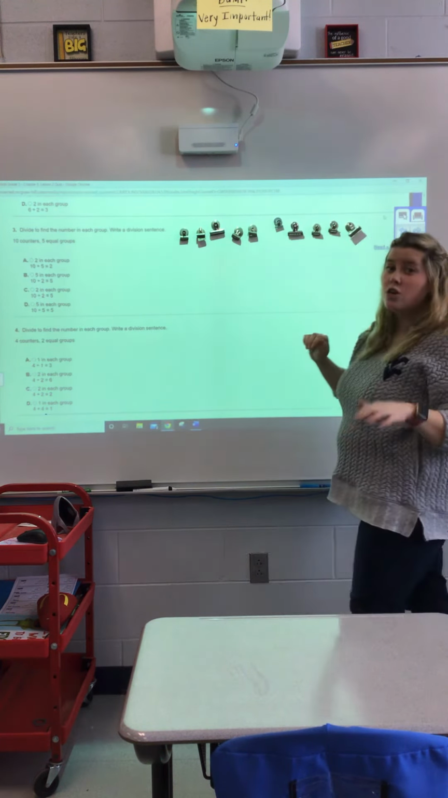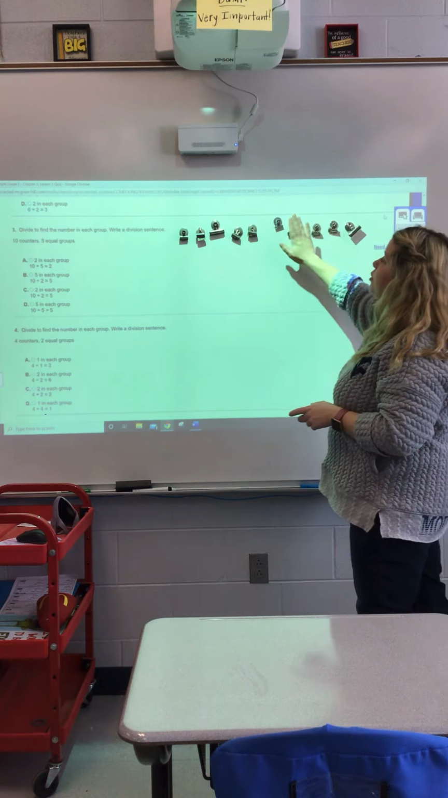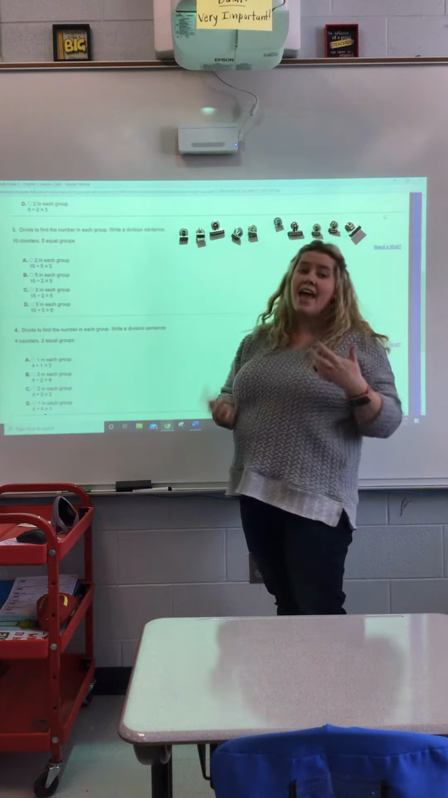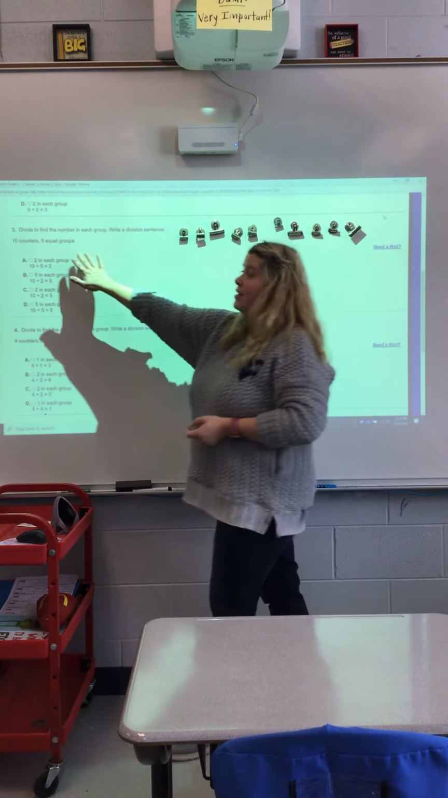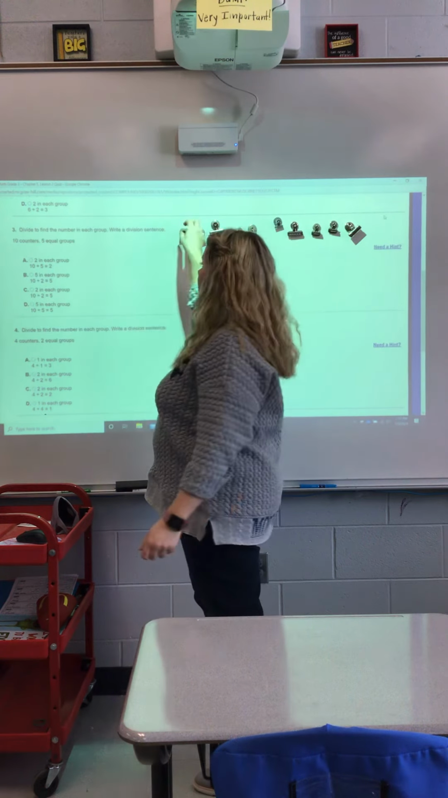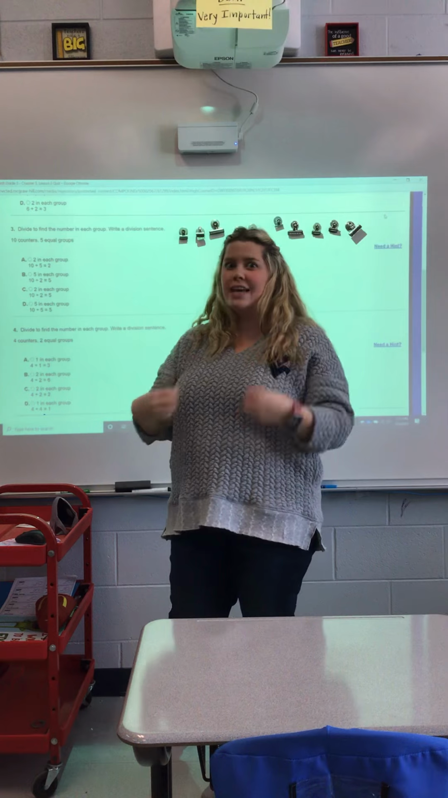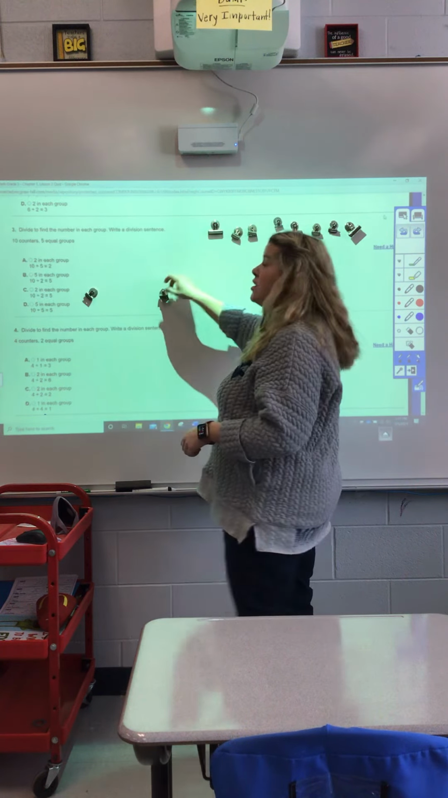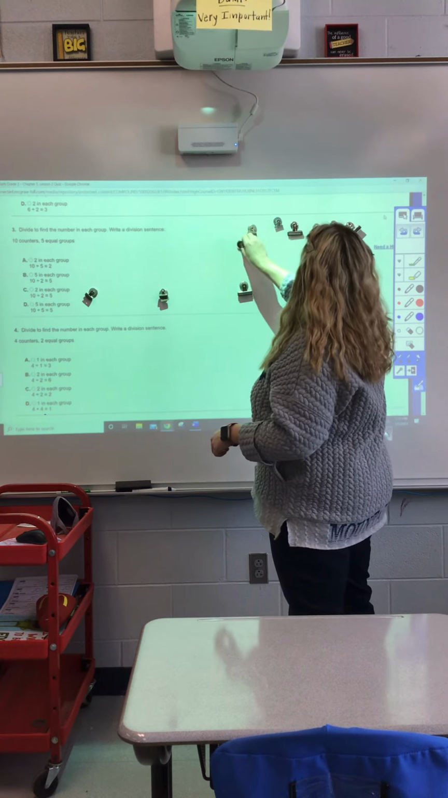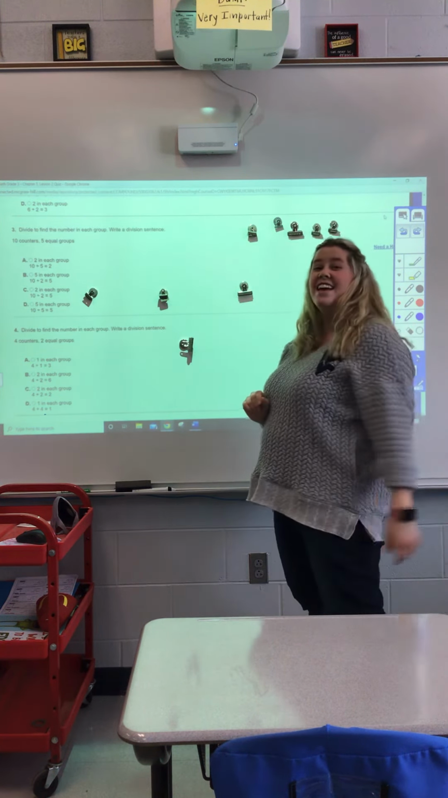All right, make sure that you always double check. Do you have the right number of counters? 1, 2, 3, 4, 5, 6, 7, 8, 9, 10. How many groups am I going to divide this into? 5 equal groups. Notice that it always says equal. We always have to have the same amount in each group. So there's 1, 2, 3, 4, 5.